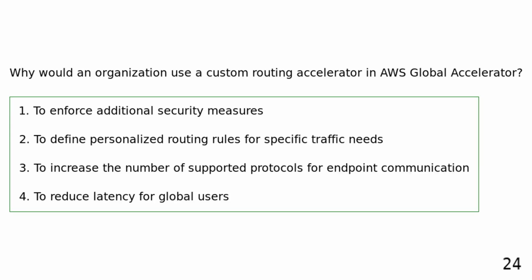Why would an organization use a custom routing accelerator in AWS Global Accelerator? To enforce additional security measures. To define personalized routing rules for specific traffic needs. To increase the number of supported protocols for endpoint communication. To reduce latency for global users.